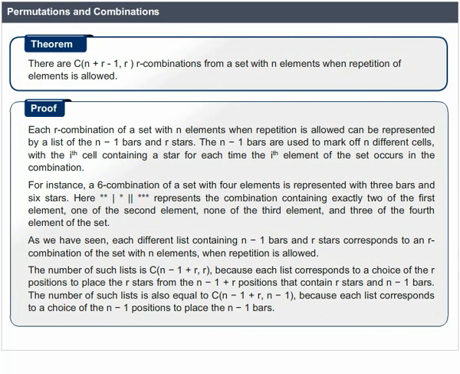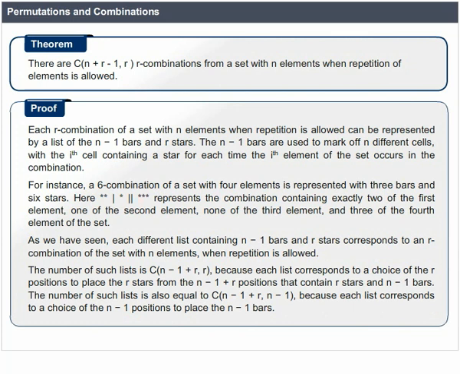For instance, a 6-combination of a set with 4 elements is represented with 3 bars and 6 stars. Here, a list of six stars and three bars represents the combination containing exactly 2 of the first element, 1 of the second element, none of the third element, and 3 of the fourth element of the set.